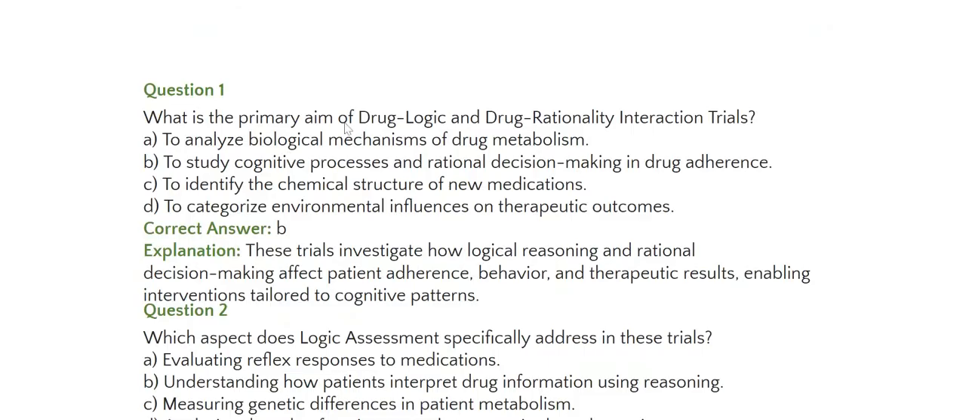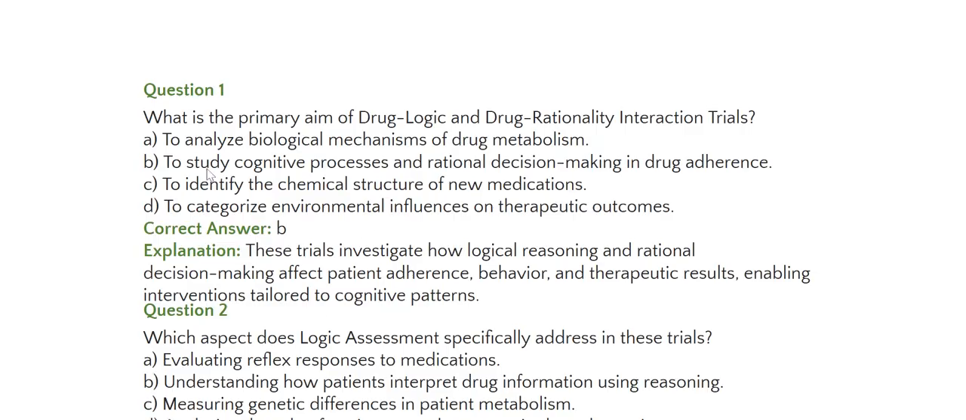Question 1: what is the primary aim of drug logic and drug rationality interaction trials? A. To analyze biological mechanisms of drug metabolism. B. To study cognitive processes and rational decision making in drug adherence. C. To identify the chemical structure of new medications. D. To categorize environmental influences on therapeutic outcomes.